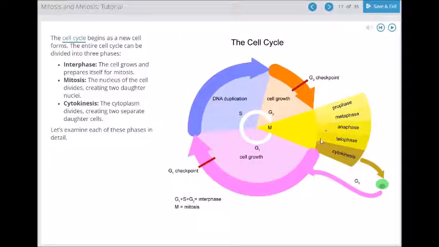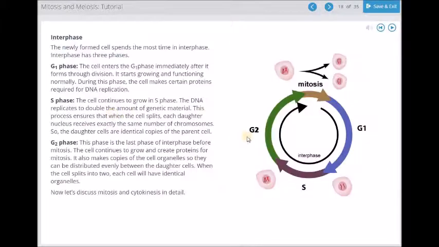And then, before it splits in half, it does the G2 checkpoint, again checking to make sure that everything's right and ready to go. Plus, inside of the S phase, there are all kinds of little tricks to make sure that it either doesn't screw up or is able to fix the screw-ups before it goes on. Okay, so this is actually fairly complicated.